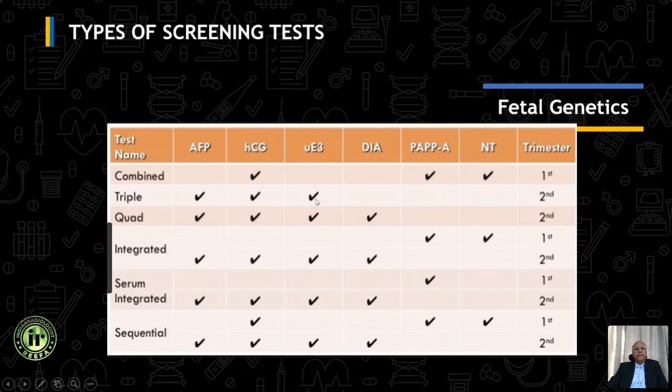If only triple marker test is used, it's called triple test. If only quadruple marker used, it's called quadruple test. If the first trimester scan, PAPP-A, and the second trimester serum markers are used, it's called integrated test. If only the first trimester serum and second trimester serum test is used, it's called serum integrated test. If you use a first trimester scan, first trimester double marker, second trimester quadruple marker, it's called a sequential test.